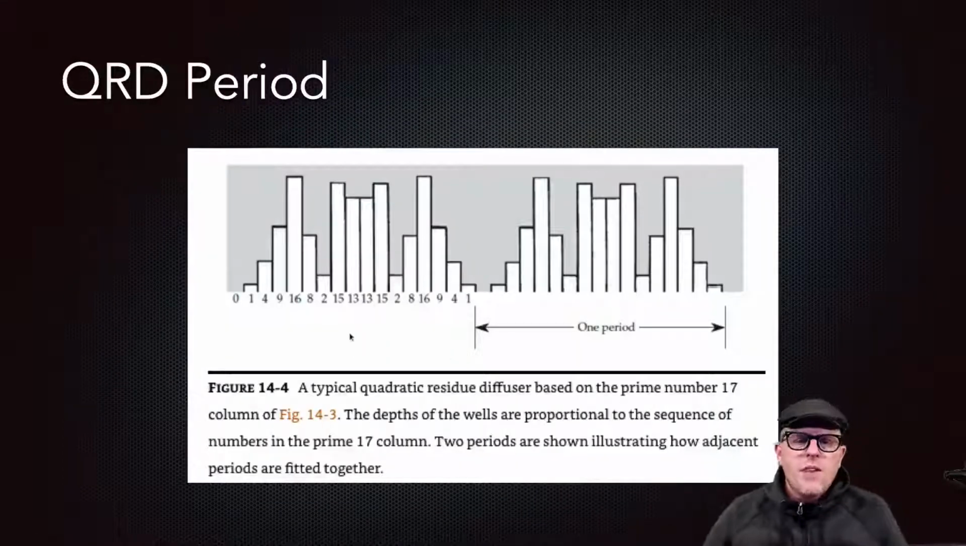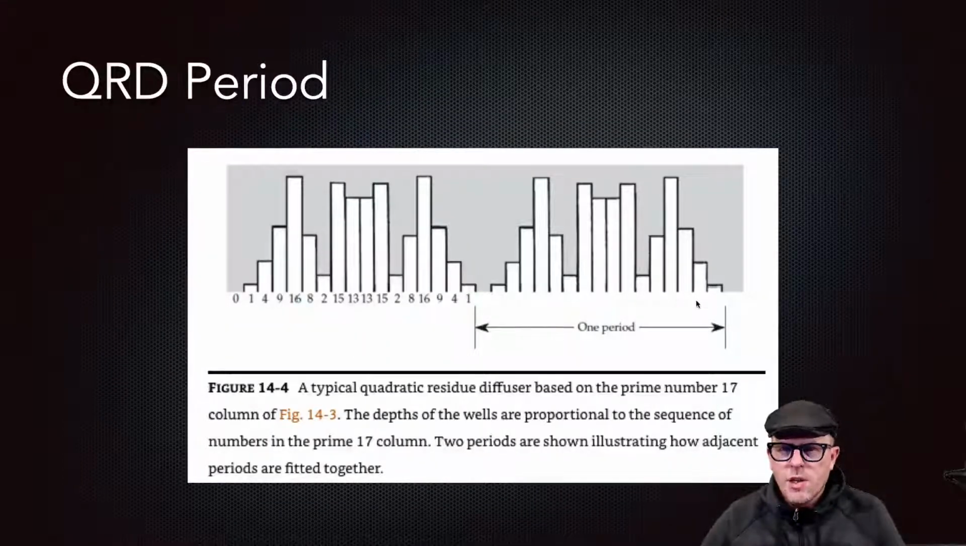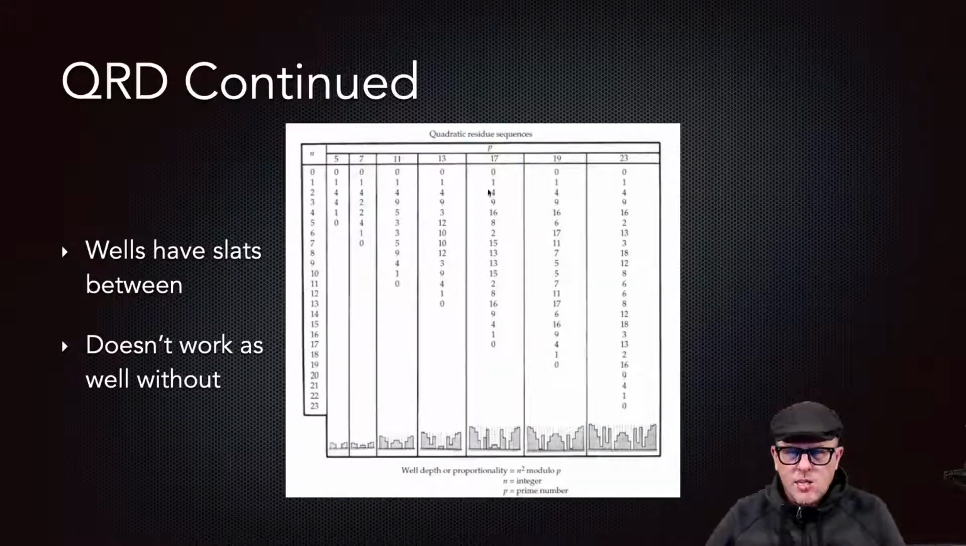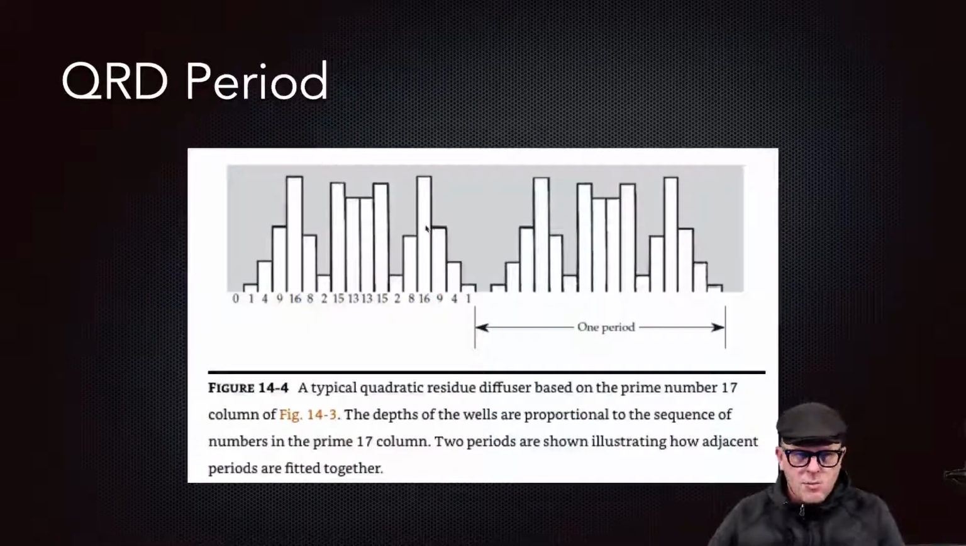So here we have this one period right here. This is one period, they're showing it right here. So this is going to be 1, 2, 3, 4, 5, 6, 7, 8, 9, 10, 11, 12, 13, 14, 15, 16, 17. So this is QRD 17. So that's this one right here. We can in fact see it. That matches this profile right here.